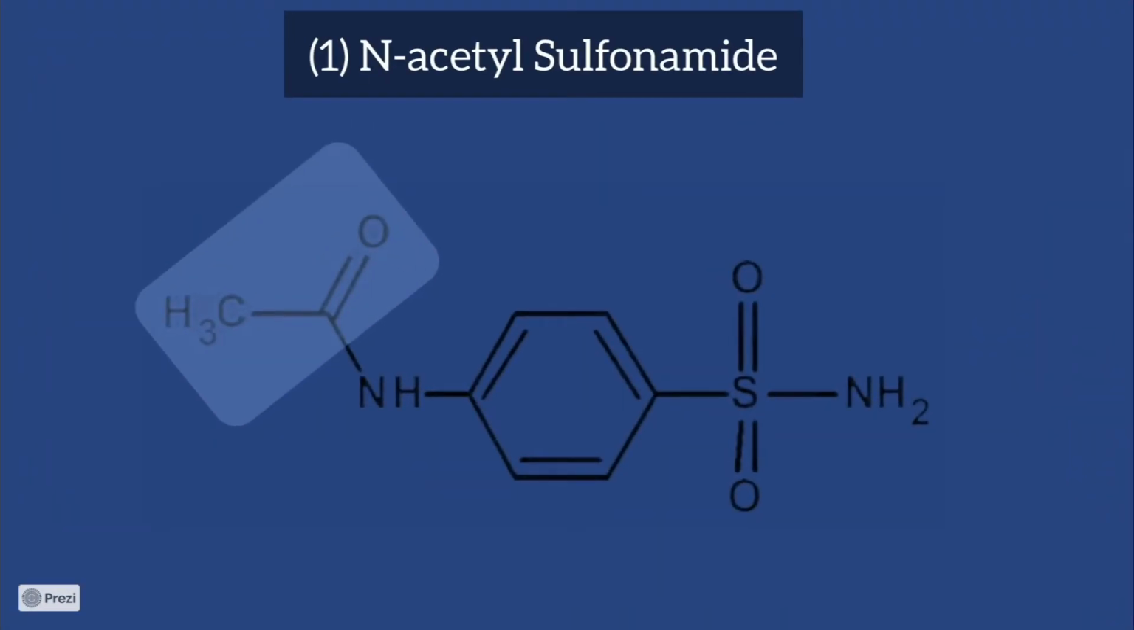This sulfonamide undergoes metabolism by an acetylation reaction to produce N-acetyl sulfonamide. We can observe the acetyl group on the nitrogen atom. This substitution makes the compound an inactive metabolite.